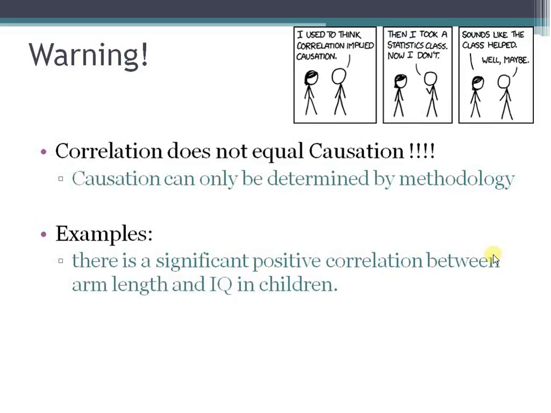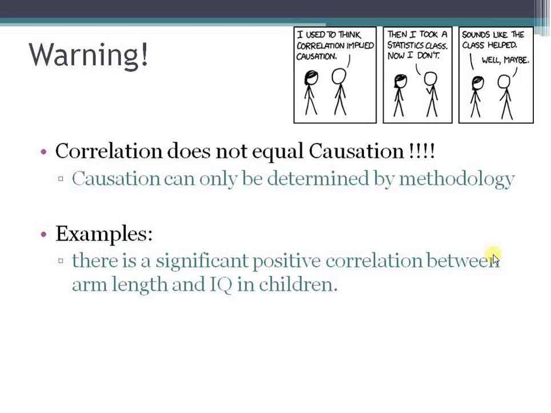For example, there is a significant positive correlation between arm length and IQ in children. Children who have longer arms tend to be smarter, right? This is true. Does that mean that arm length causes IQ? No. Does that mean that IQ causes arm length? No. It means that there is another variable, a third variable called age. As you get older, your arms get longer and you get smarter. And age is causing both of these things to vary together.